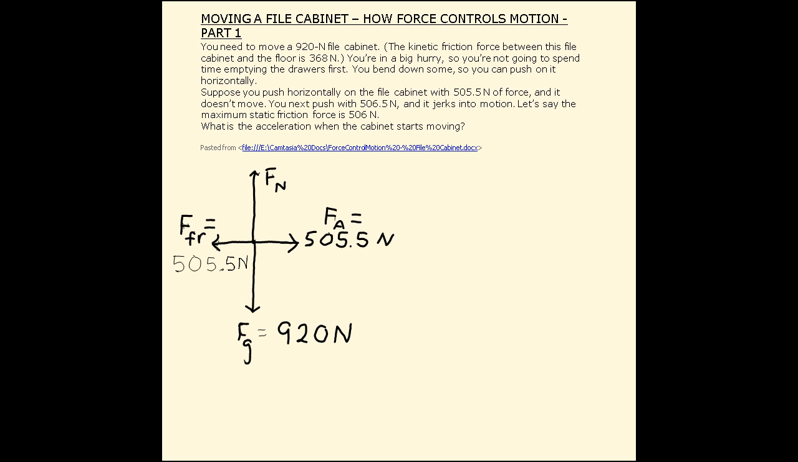And since the file cabinet does not change its vertical velocity, it's also maintaining a vertical velocity of 0, then we know the normal force has to equal the gravitational force. So this is the free body diagram for the file cabinet when you're pushing with 505.5 newtons and the cabinet does not move. That's not really what the problem is about, though.